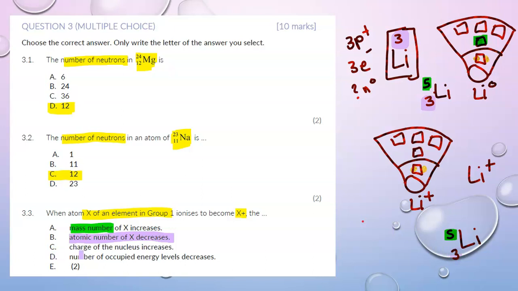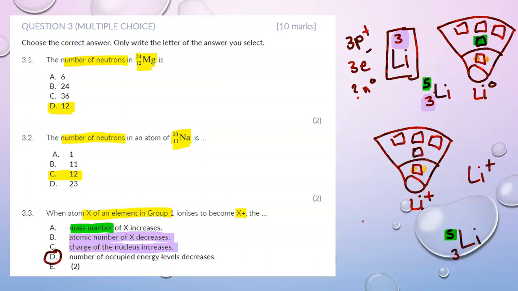If we look at number C, the charge of the nucleus increases, and that sort of goes with B. The charge of the nucleus increases implies that we have more or fewer protons. And that is not possible, because if the number of protons changes, then the atomic number changes, which means it's not lithium anymore. So the only one that's left is D.